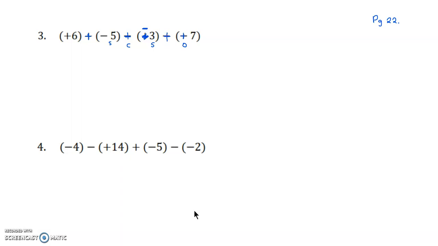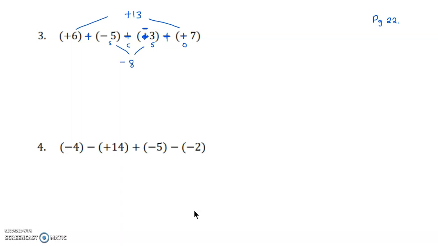So now that we've changed all of our subtractions to adding, we can combine our like numbers, the positives with the positives and the negatives with the negatives. So I'm going to combine the 6 and the 7. They're both positive, and that's going to give me a result of +13. And the -5 plus -3 gives me a result of -8.